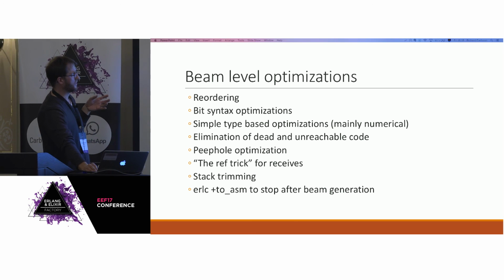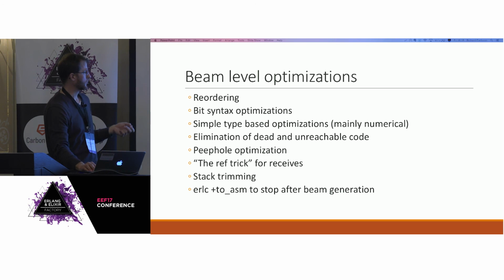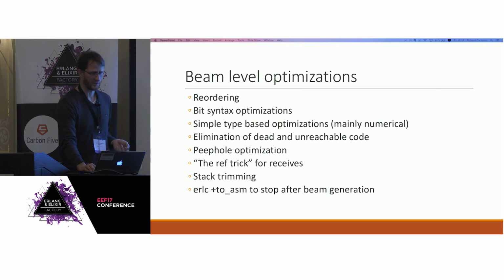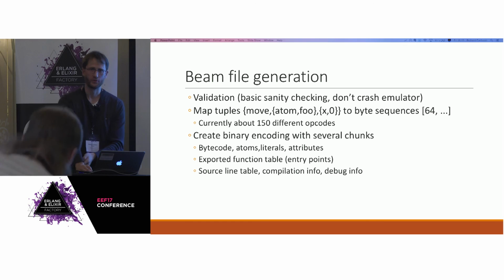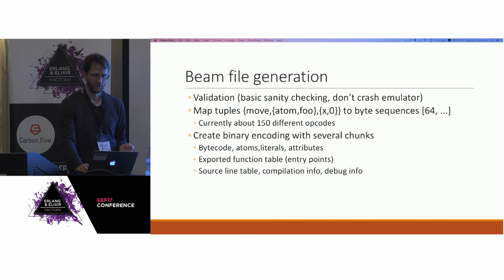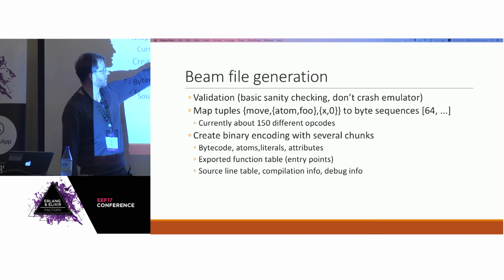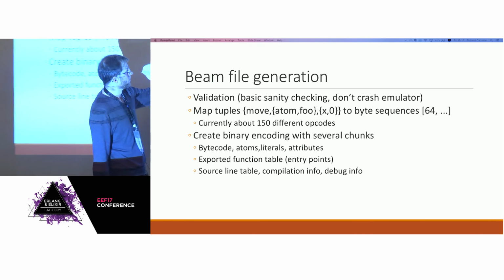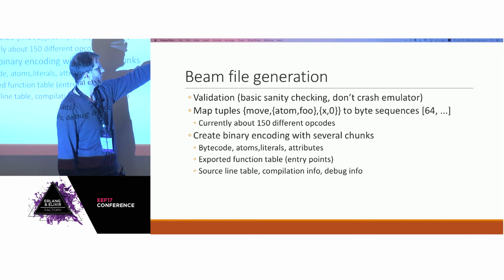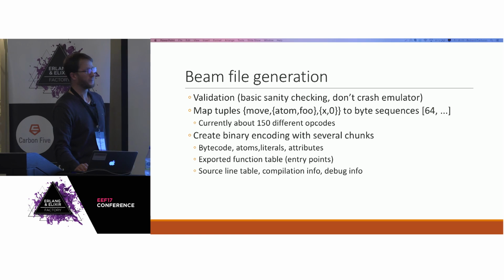There are some optimizations that happen down on the beam level. Typically, dead code elimination and unreachable code, peephole optimizations, pretty standard stuff, and some things that I don't have time to go through. After that, it's just a question of validating, doing some basic sanity checking, and then mapping the intermediate code to beam operations, which internally looks something like a move the atom foo to the X register 0. And that will be remapped to the actual on-disk encoding, like a byte 64 for that opcode, etc. There are currently about 150 different opcodes in the beam.